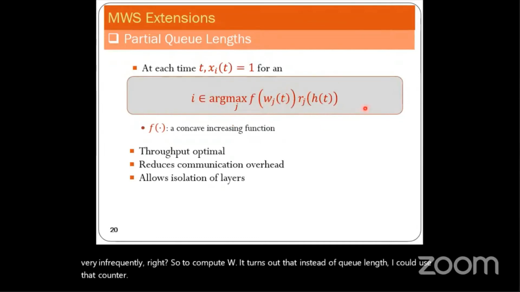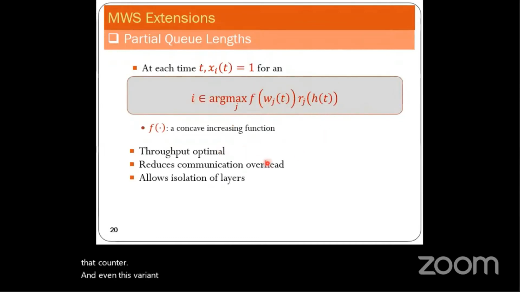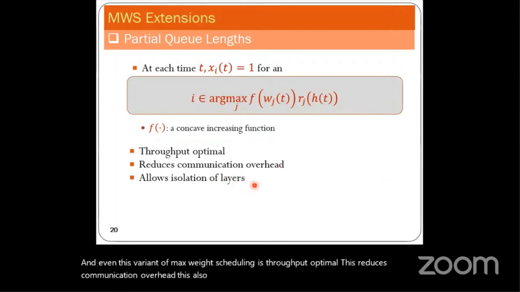And even this variant of max weight scheduling is throughput optimal. This reduces communication overhead. This also allows isolation of layers because you don't need exact queue length information of the application layer. So is this variant okay? Let me know.